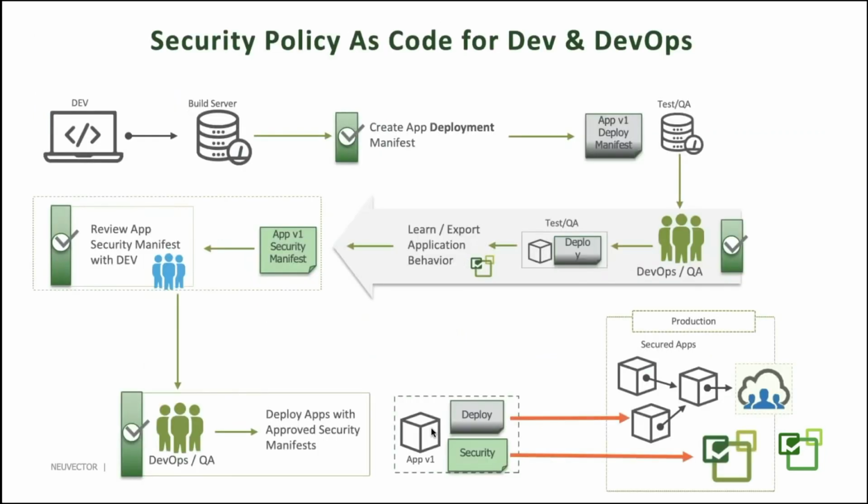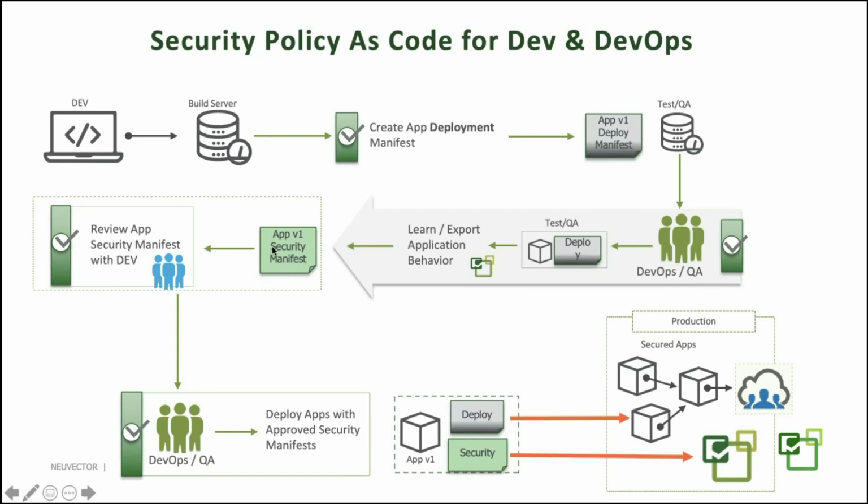And as I alluded to earlier, all of the policies that you saw in the console in NewVector not only can be managed through the console, but can also be managed as code, just like you would develop and manage the Kubernetes or OpenShift YAML files. The way that workflow would work is the developer creates the application and the deployment manifest, hands it over to the test and QA team or DevOps team. And when they run that in the NewVector environment, NewVector is going to learn all the behavior and write those network rules as well as the process and file rules for you.